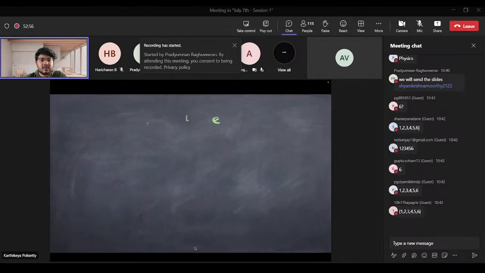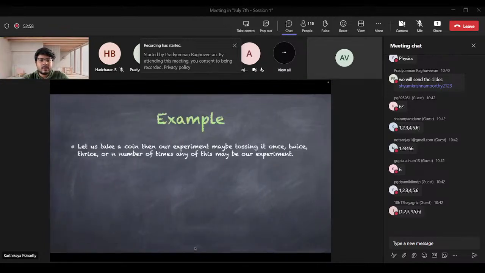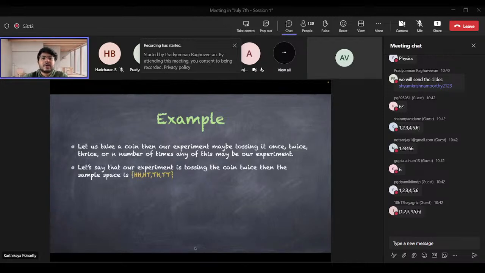So we'll see examples. Let us take a coin. Then our experiment may be tossing it once, twice, thrice, or n number of times. Any of this may be our experiment. Let us say our experiment is tossing the coin twice. Then the sample space will be getting both heads, or first head, second tail, first tail, second head, or both the tails.